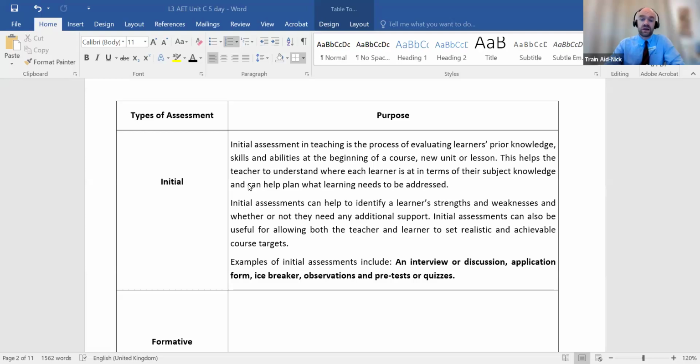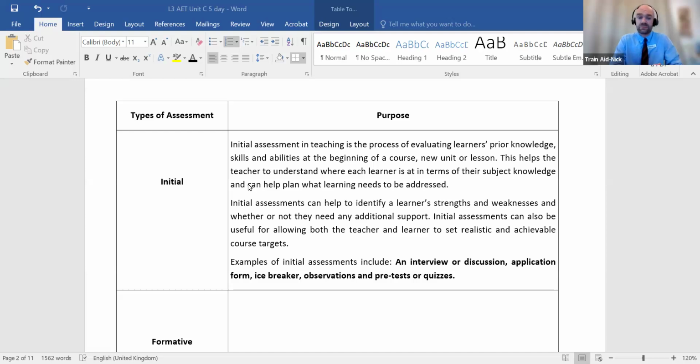It's a fantastic way to set some achievable course targets. You can sit down with each learner after the initial assessment stage and come up with some targets, to say, by this date, you would have achieved this much on your course. It helps to break down the course into manageable chunks, so the course or qualification is less daunting for the learner as well.